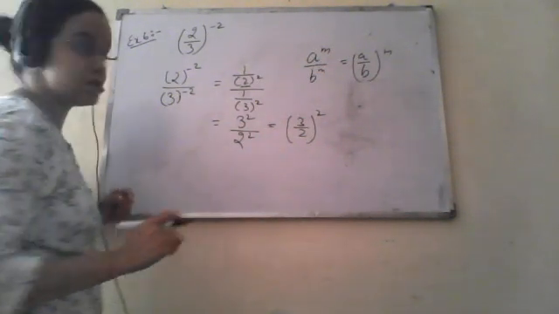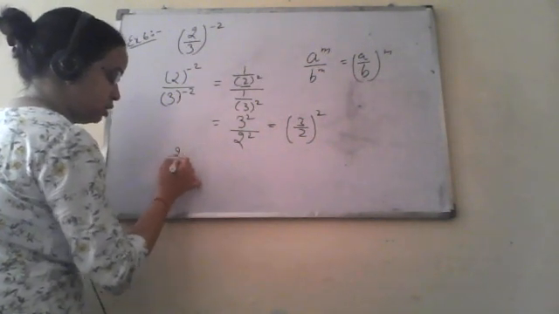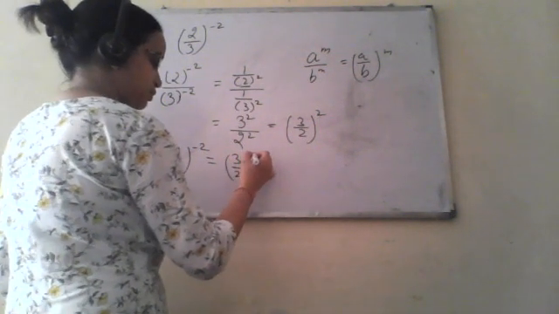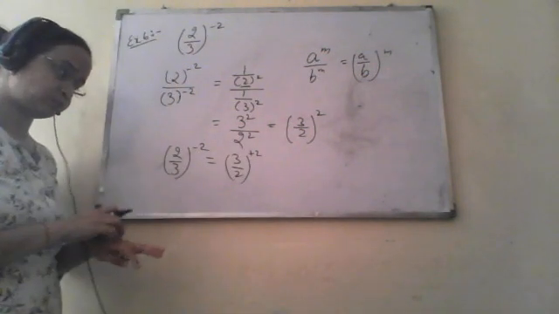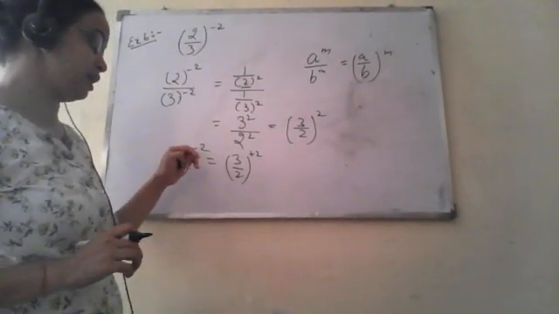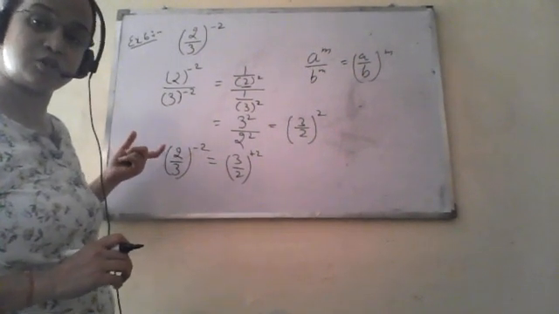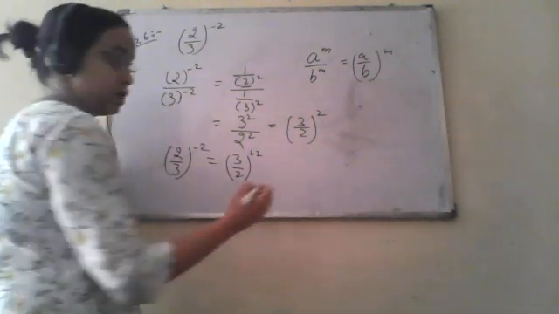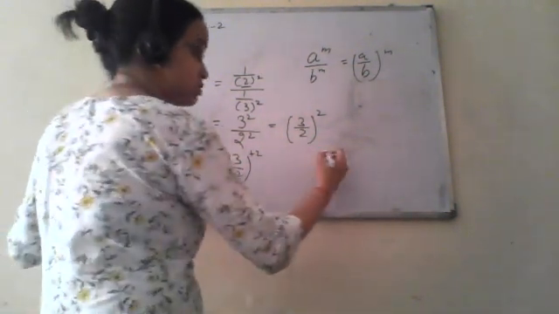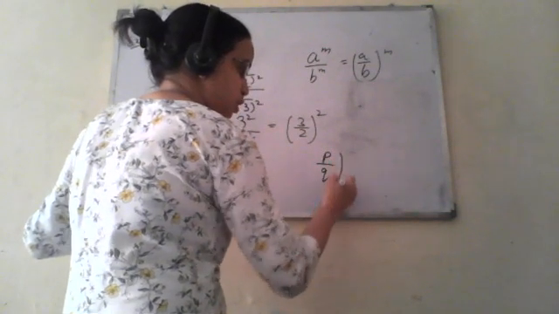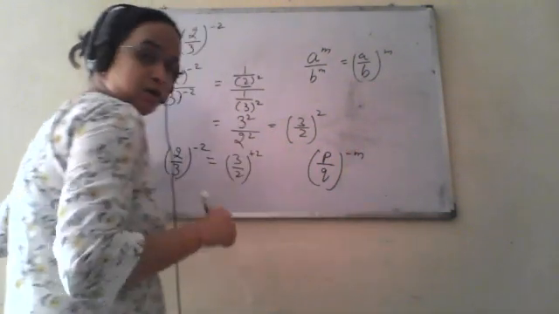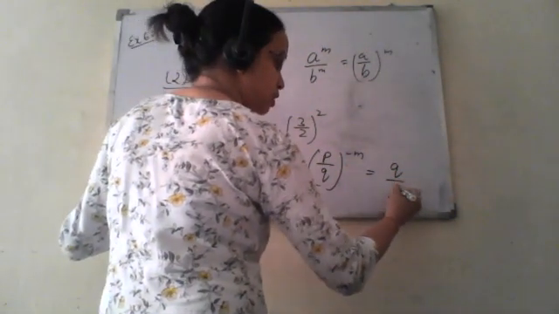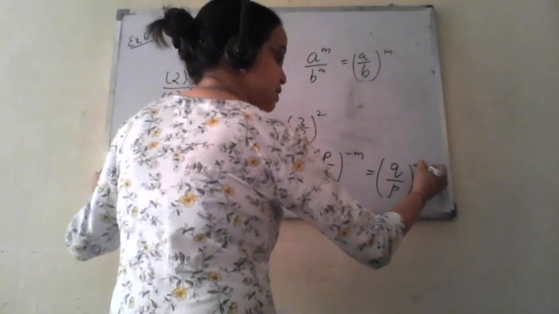Now there is one generalized form. So this (2/3) to the power minus 2 can be written as (3/2) to the power plus 2. If there is a fraction and it has a negative power, we simply have to reverse the fraction, or write the reciprocal of the fraction, and the power will get converted into positive. So it can be rewritten in the generalized form. Suppose there is a fraction (p/q) to the power minus m. In order to make this power positive, we will write it as (q/p) to the power plus m.